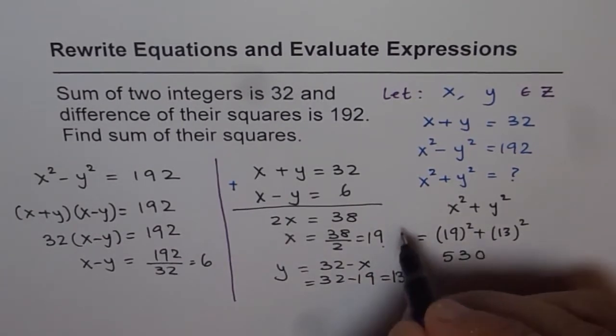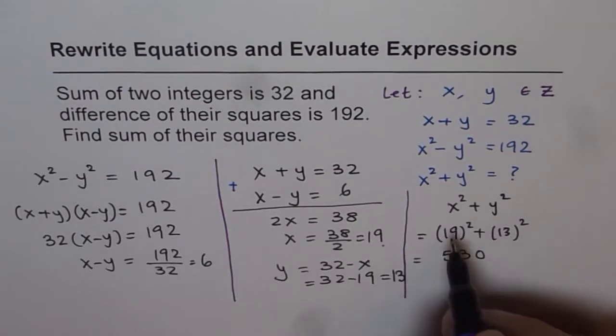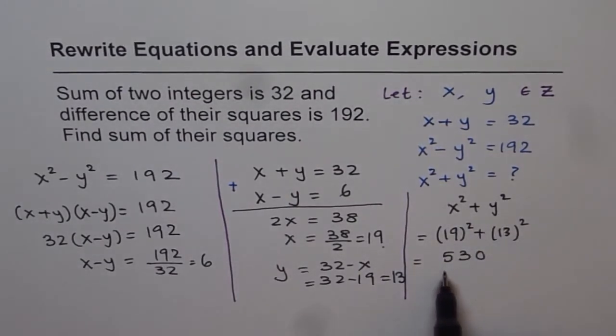Once you have the values of x and y, you can always find the sum of their squares, and that is our answer. So it's a very good example. Just go through it, try to understand the steps, and we'll do a few more examples similar to this.